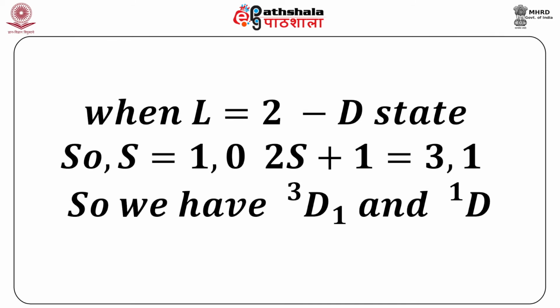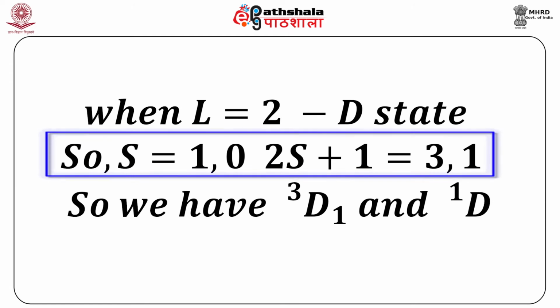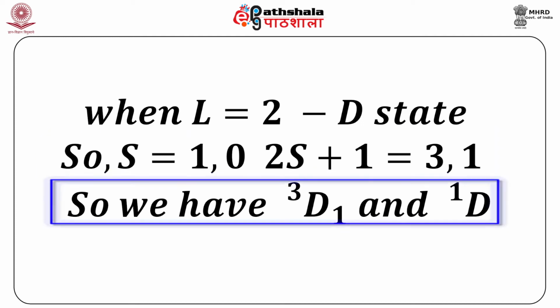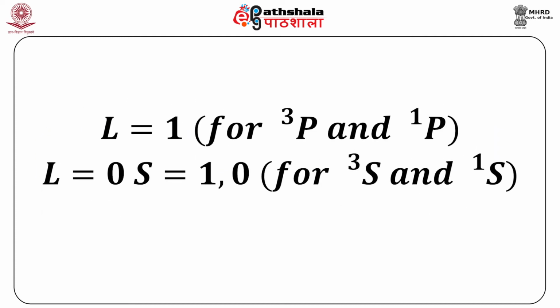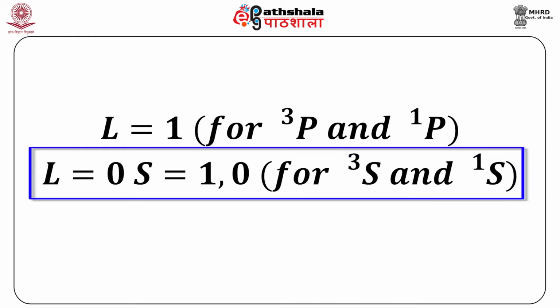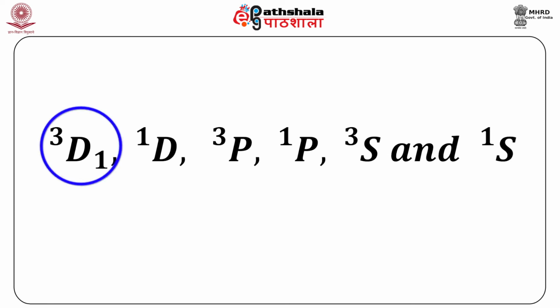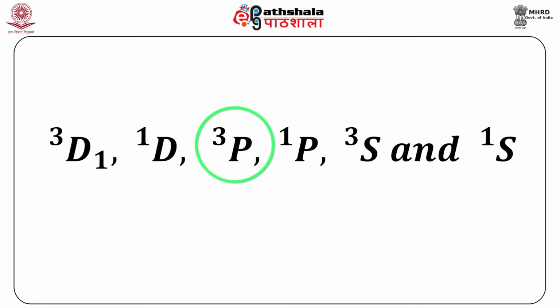So, the possible states, when L is equal to 2, you have a D state, and the possible values of S can be 1 and 0. So, 2S plus 1 can be 3, or it can be 1. So, you have 3D, 1D. You also have L is equal to 1, for which you have 3P and 1P. You also have S is equal to 1 and 0 for L is equal to 0, and so you have 3S and 1S. So, you get 6 possible states, which are 3D, 1D, 3P, 1P, 3S, 1S.